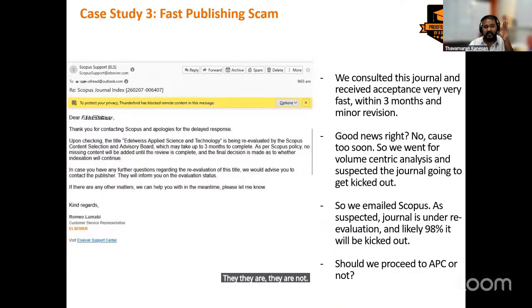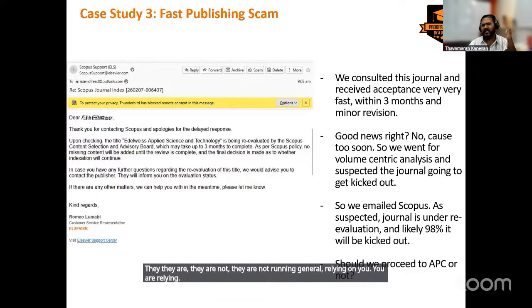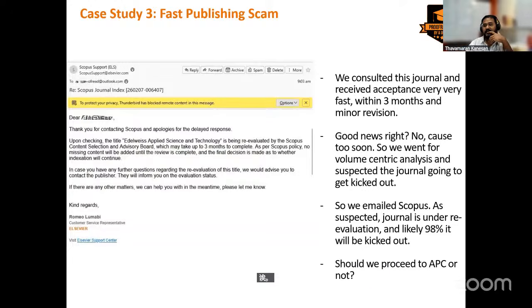They are not running their journal relying on you. You are relying on them. So they can take as long as they want. We just have to wait. That's the journal game. So I hope that is clear.